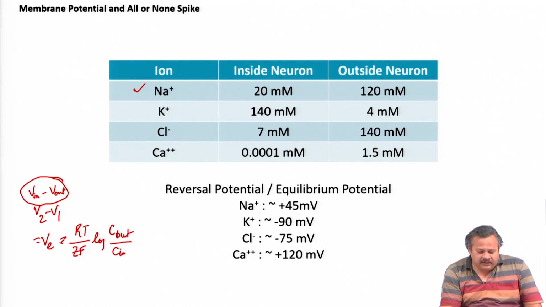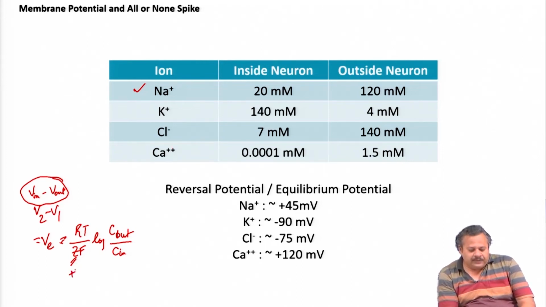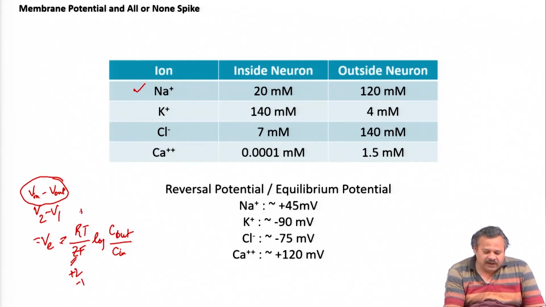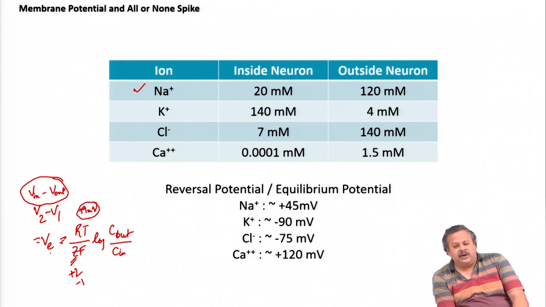Given that Z is unity for sodium and potassium, we will replace the Z by +1. For calcium, it is +2, that is the amount of charge there, and for chloride, obviously it is -1. So, accordingly, this Z will be plugged in. RT by F at 25 degrees centigrade is known, and that is around 59 millivolts if we take this as log 10. And so, that allows us to calculate what the V equilibrium is for sodium, potassium, chloride and calcium.